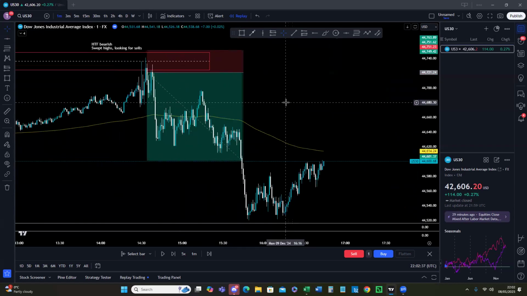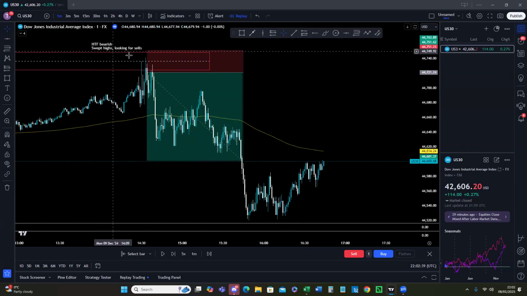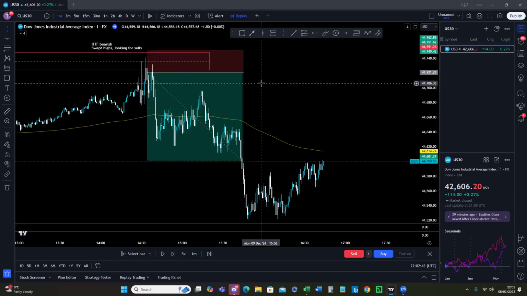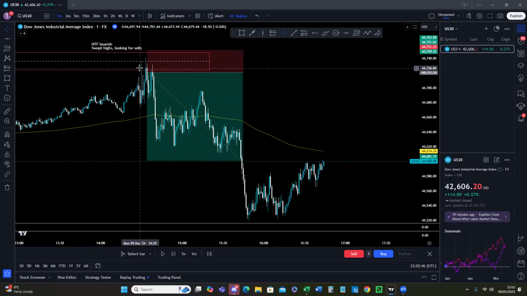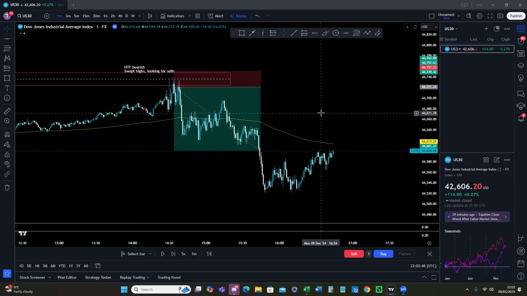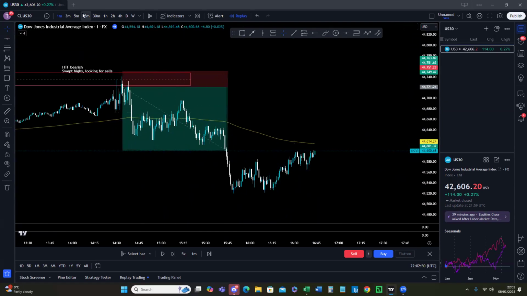That's what we had. But yeah, swept the highs, previous 5 minute high. So looking for sales, I always trade in the opposite direction to the sweep, regardless of how big the sweep is.